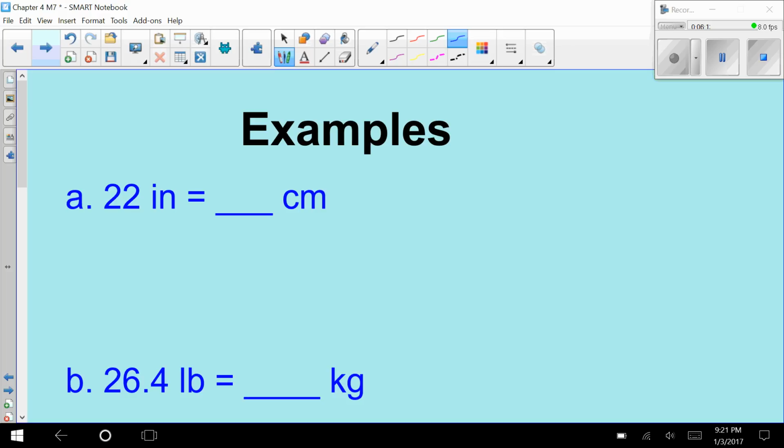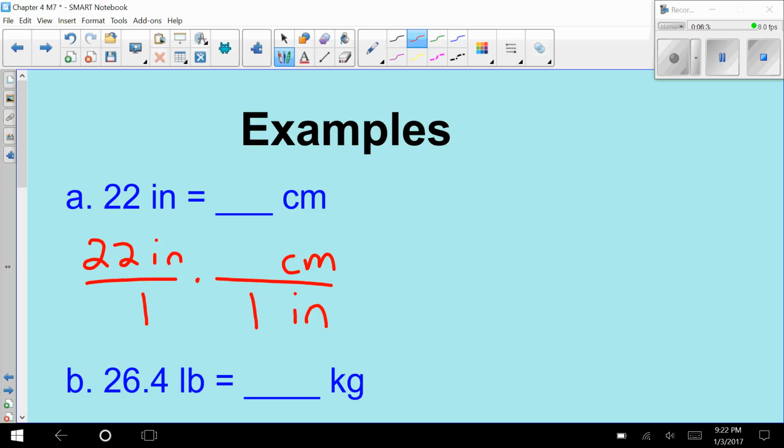So let's try some examples. I'll walk you through a couple and then you'll try a couple on your own. 22 inches is equal to how many centimeters? We start by taking 22 inches over 1 times, we need inches in the bottom here, so we'll want centimeters on the top. Let's use the conversion factor that 1 inch is equal to 2.54 centimeters. So the 1 goes with our inches, 2.54 goes with our centimeters.